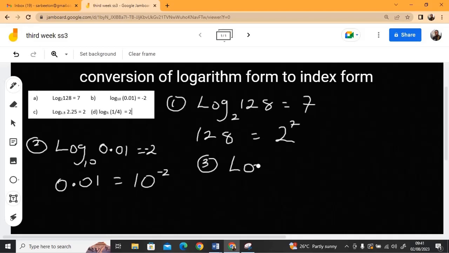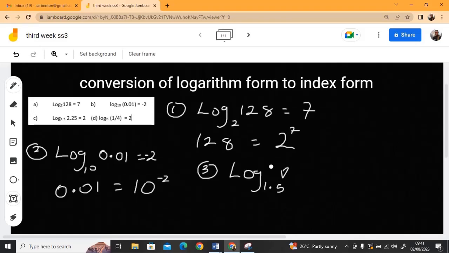So let's look at number 3. You have log base 1.5 of 2.25 equals 2. Now the same thing you are going to do, this one here, because the big one is going to stand alone, 2.25 equals, this one will now come here, you become base. Now this one here will now become the power. That's how you're going to solve that.